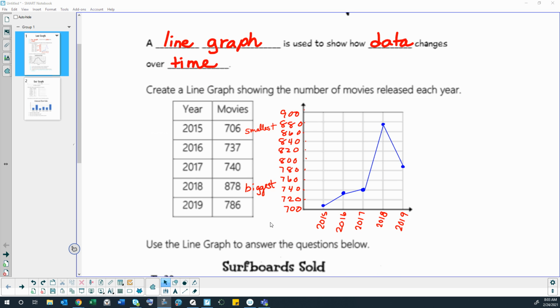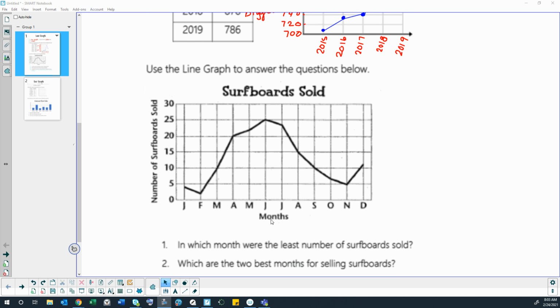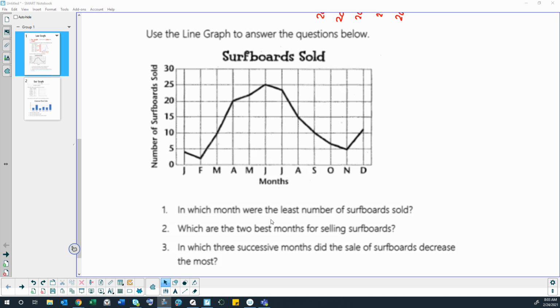All right, now that we've sketched a line graph of our data, let's go ahead and read a line graph that's already been drawn for us and analyze it to answer some questions. Okay, so question number one. Well, first of all, let's look at what this graph represents. So we've got the time across the bottom in months, labeled with just the first letter of each month.